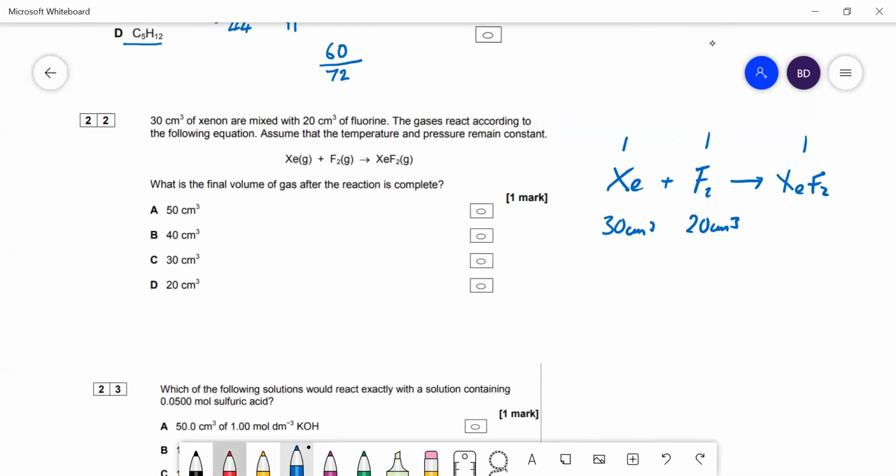So all the fluorine is going to react, but only 20 centimeters cubed of the xenon reacts, because that will be the same number of moles as the fluorine. So that means we've got 10 centimeters cubed of that left over. Now, 1 mole of fluorine forms 1 mole of xenon fluoride, so 20 centimeters cubed is going to form 20 centimeters cubed of that one. So the total volume is 10 plus 20, which is 30, left over.